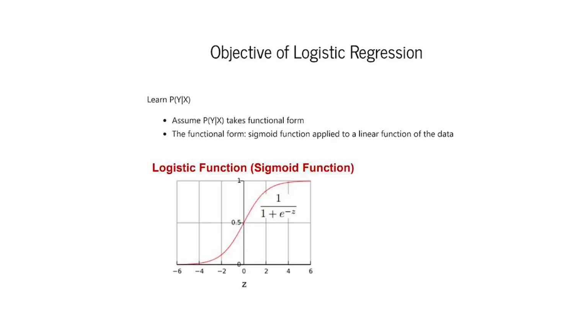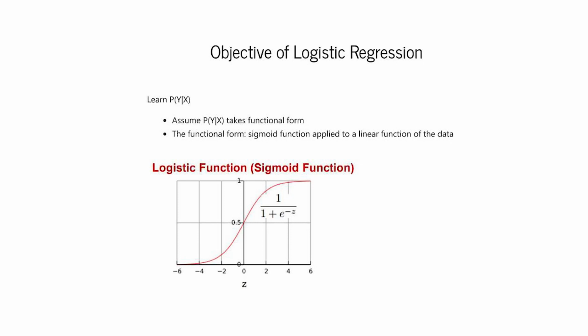So, what is the main objective of logistic regression? Well, the main objective is to learn the probability of y given x, where y represents the class, whether it be a dog or a cat, and x represents our features. Now, in logistic regression, we assume that the probability of y given x takes a functional form. In this case, it will take the form of sigmoid.